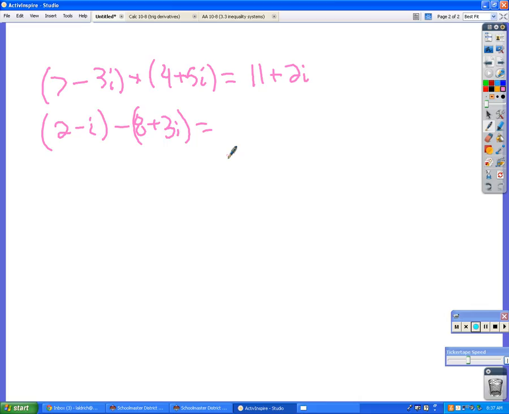So we just leave this as one number? Correct. That's the answer, 11 plus 2i. So you subtract. 2 minus 8 is negative 6. So you subtract the real parts.